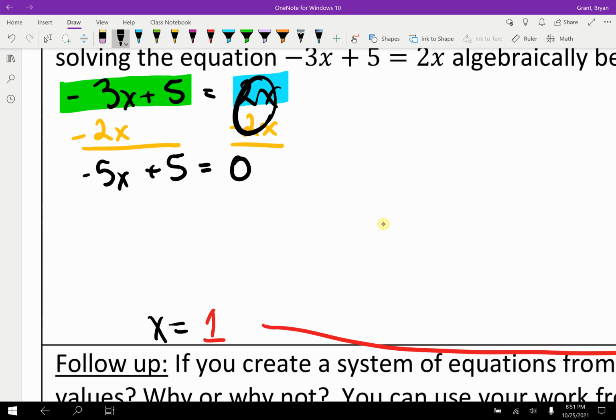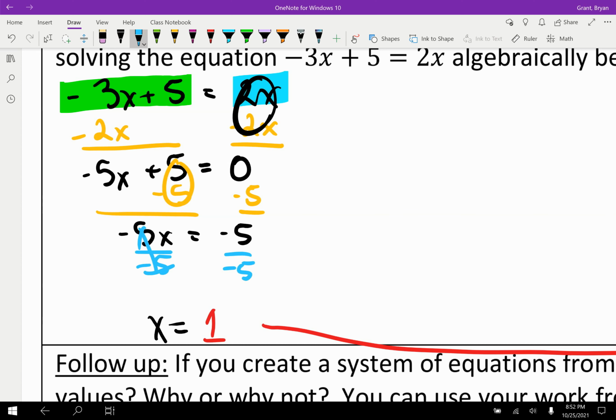Then we focus in on the side with x and say there are two numbers attached. 5 is adding, negative 5 is multiplying. We're still in that undoing addition and subtraction, so we're going to undo adding 5. Gives us negative 5x equals negative 5. And now we can undo the multiplication. And we should see that negative 5 divided by negative 5 is positive 1.